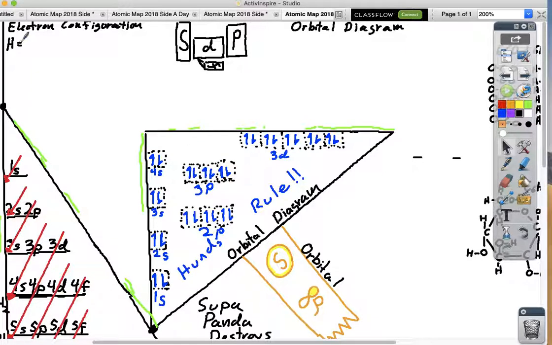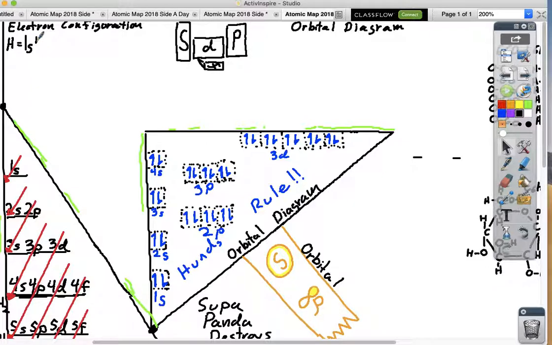What is the atomic number for hydrogen? One. So how many protons is it going to have? One. Okay, how many electrons? Here we go, ready? I use this arrow. If I only have one electron, I get 1s1.